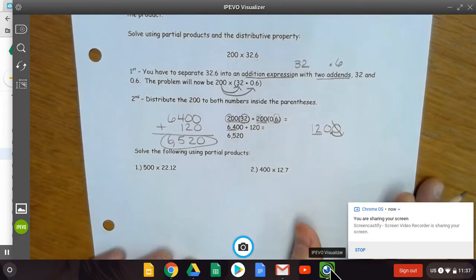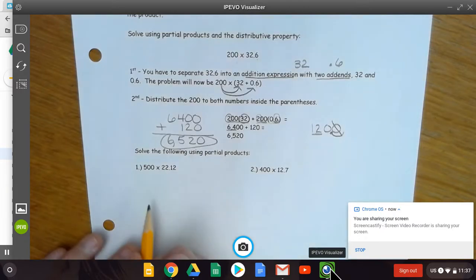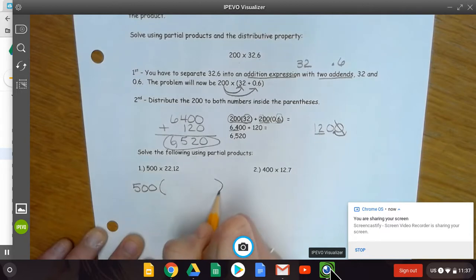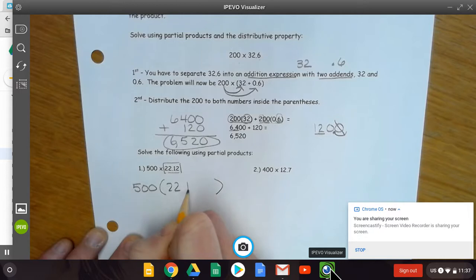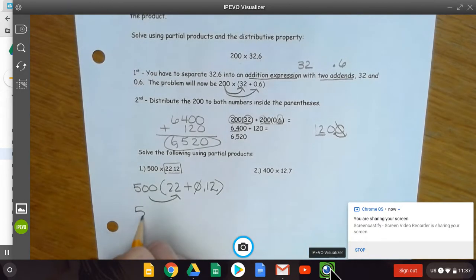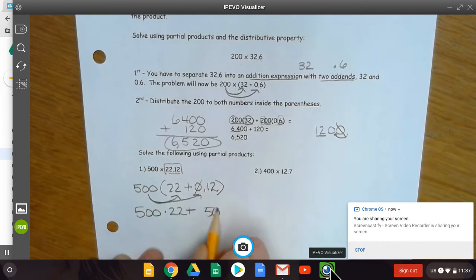Okay, so we're going to do a couple more problems like that to show you. So I'm going to do 500, and I'm going to write it. I'm going to break apart my other number, my decimal, into 22 plus 0.12. Now this 0 really doesn't matter, so I can just cross it off and ignore it. Now I'm going to distribute: 500 times 22 plus 500 times 12 hundredths. And I'm not even going to put the 0 in there.